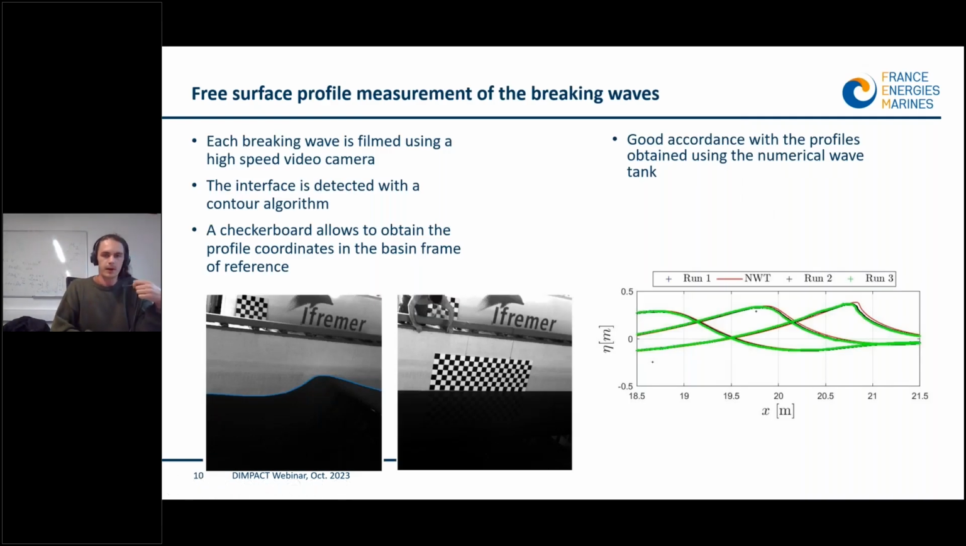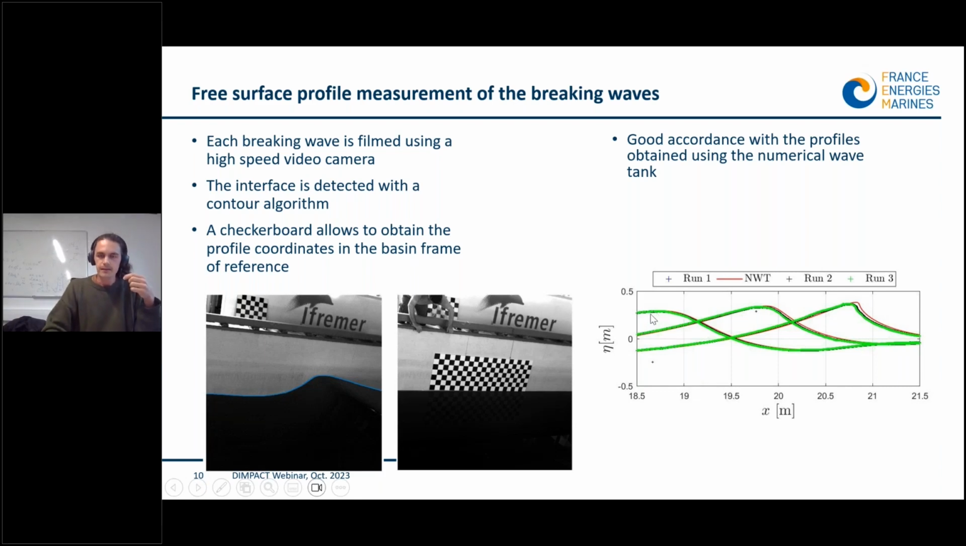And one last thing concerning the breaking waves. We measured experimentally the free surface profiles of the different breaking waves. We did this using a high-speed video camera. We filmed the interface between the wall and the free surface, and we detected this interface using a contour algorithm. The detected points correspond to the blue dots, and we use a checkerboard to reconstruct the free surface profiles in the film coordinates. And this is the kind of plots we can obtain.